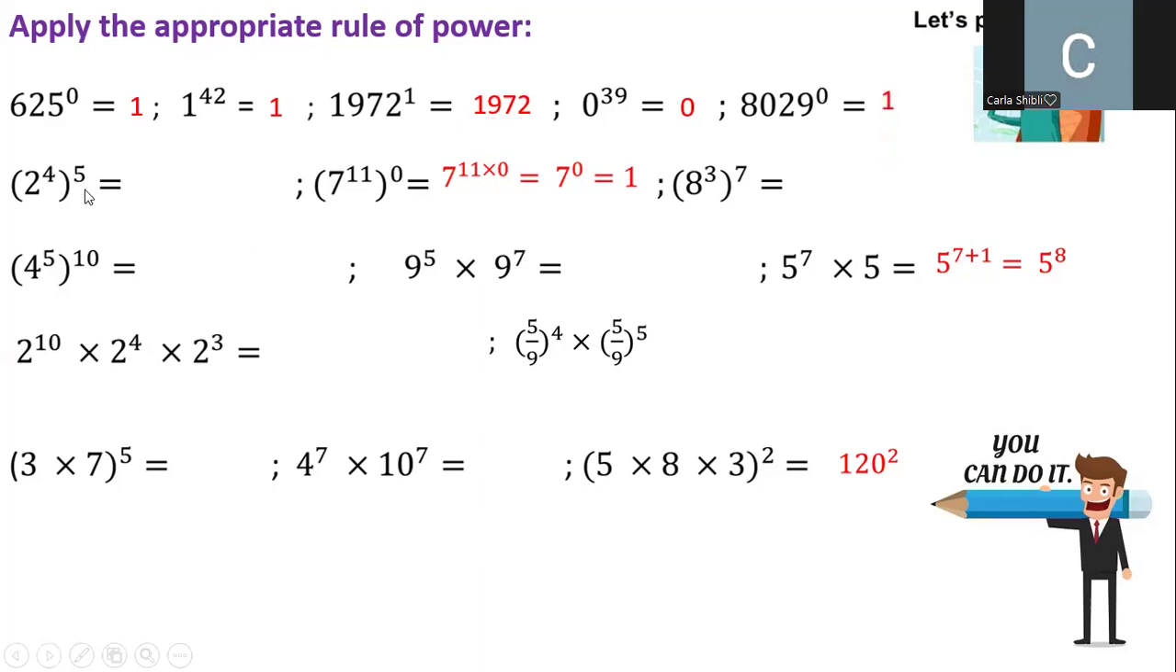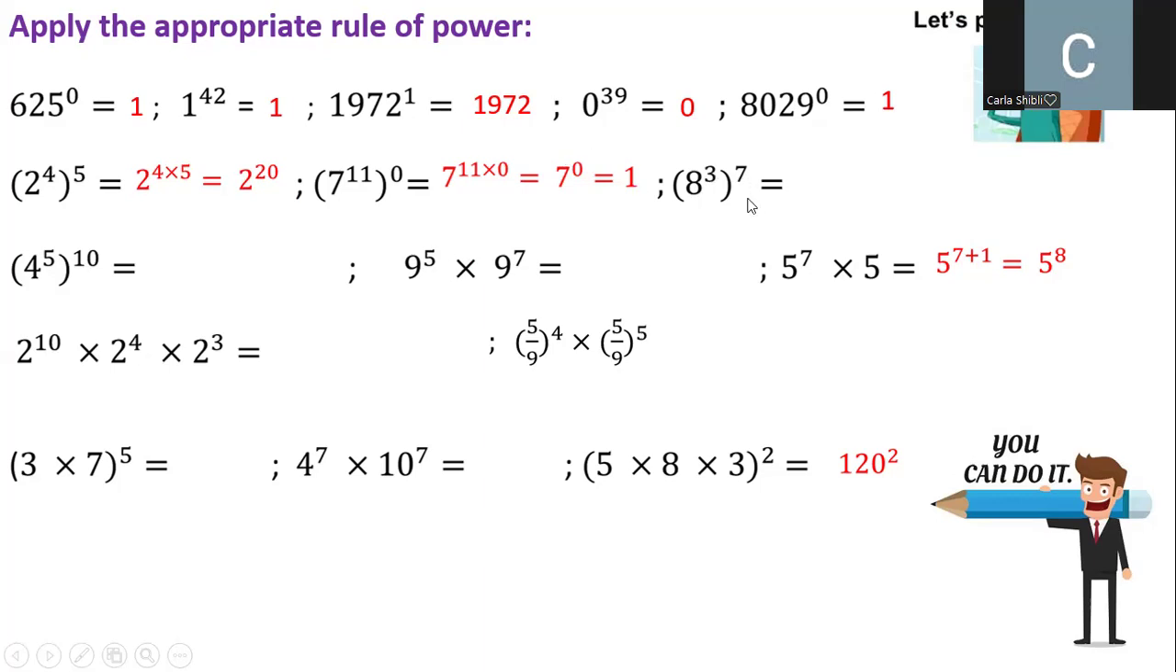Now the power of power. I have one base and two exponents. So I keep the base 2 and I multiply the exponents. 2 to the power 4 times 5 is equal to 2 to the power 20. We always should stop at this answer. 7 to the power 11, all of it to the power 0. So we write 7 to the power 11 times 0 is equal 7 to the power 0, which is 1. Why? We have the base to the power 0, the answer is 1.